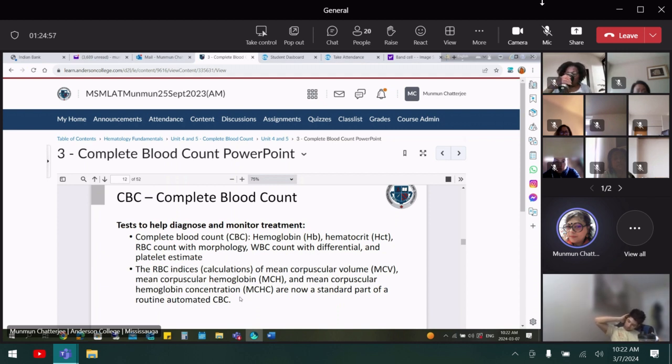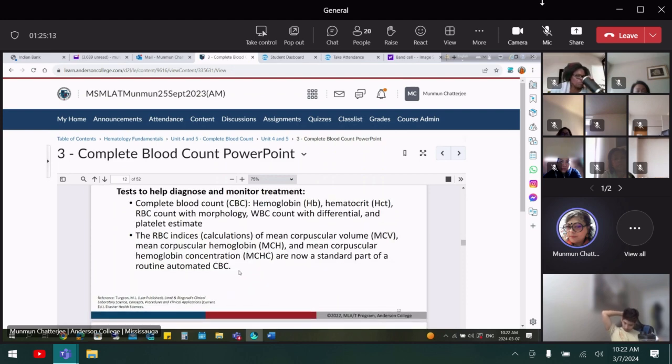If there are too many large cells, then the volume is going to be high, obviously, which you are going to see in the results. And MCHC, mean corpuscular hemoglobin concentration, is now a standard part of the routine automated CBC. So these are the indices. You saw so many things.